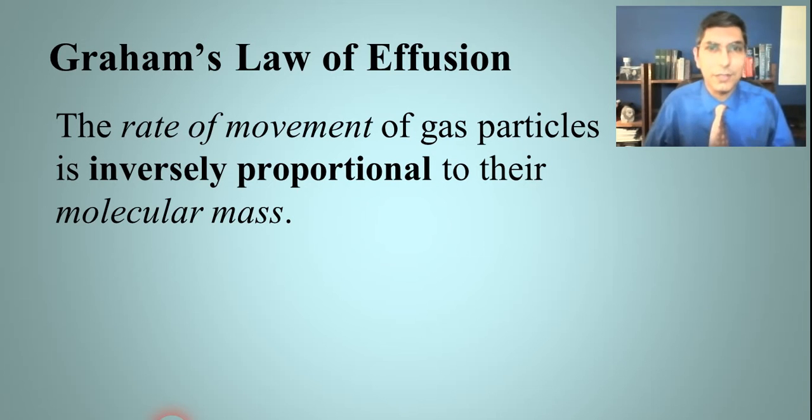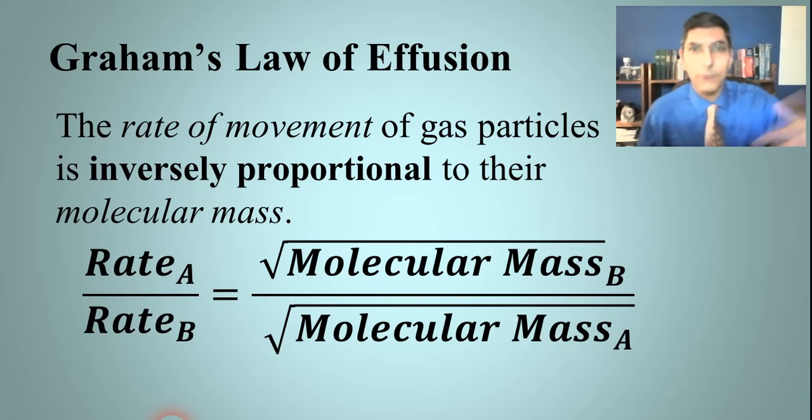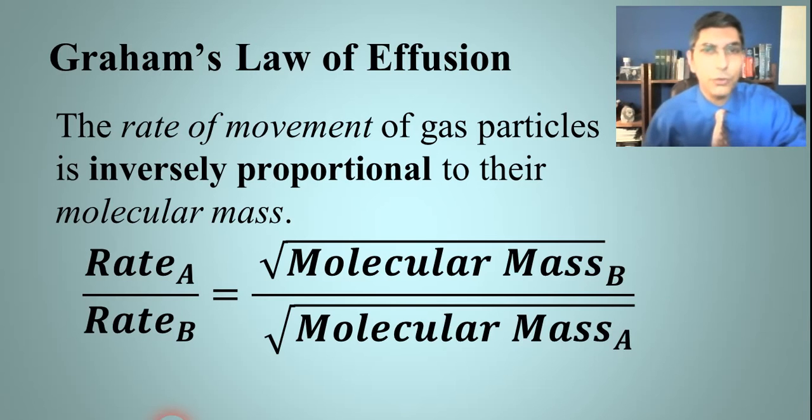Graham's law basically tells us that the rate of movement of gas particles is inversely proportional to their molecular mass. So, what does that mean? Well, here is what that equation looks like. We have a square root in there. To say this correctly, we could say that the rate of effusion of a gas particle is inversely proportional to the square root of that gas's molecular mass. We have the rate of gas A over here, and the molecular mass of gas A is on the right side in the denominator, and we have the same thing for rate B and molecular mass of B.